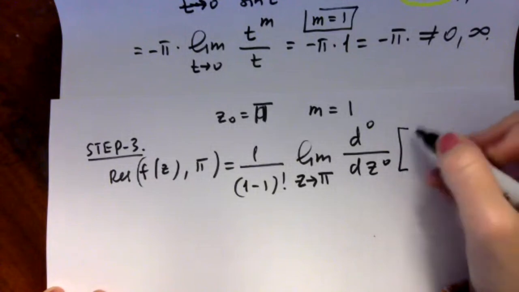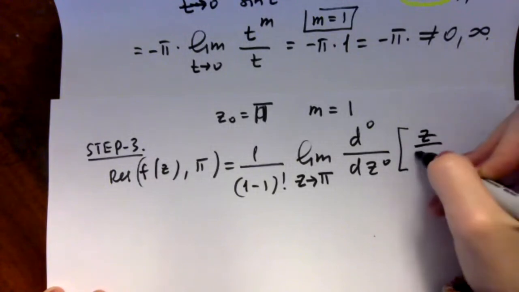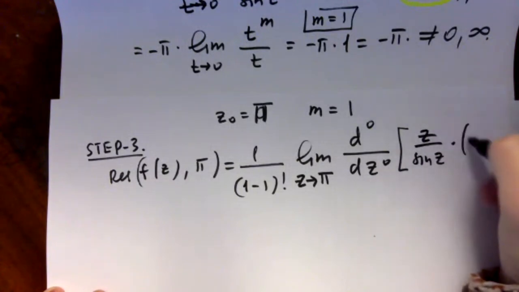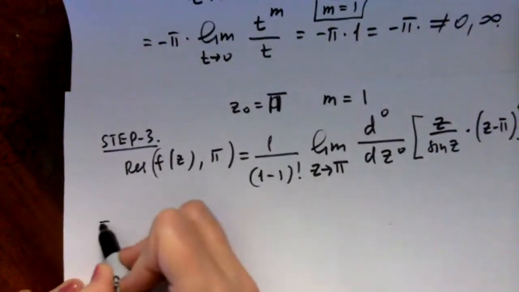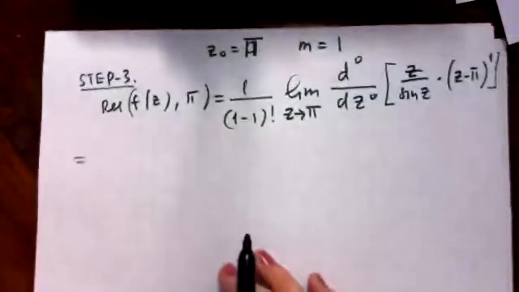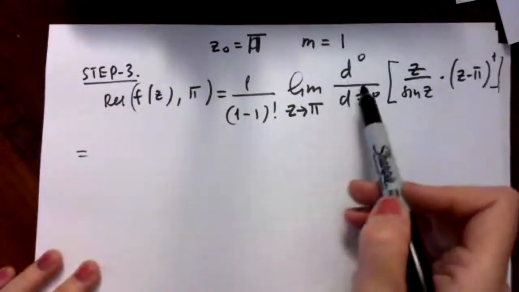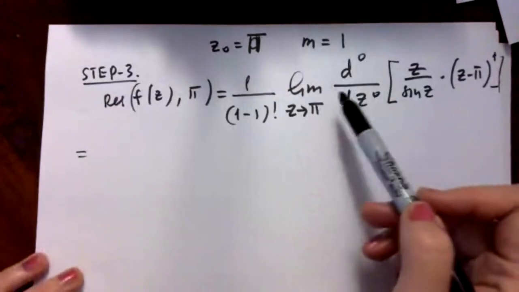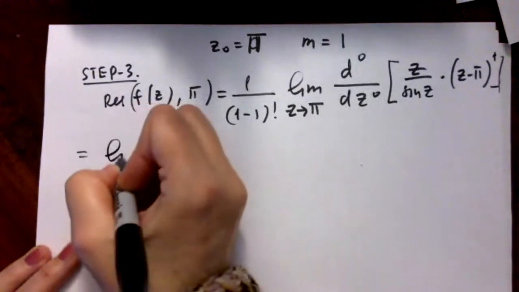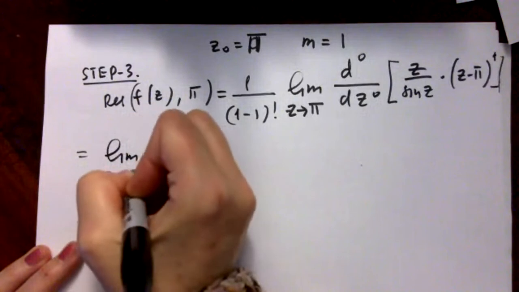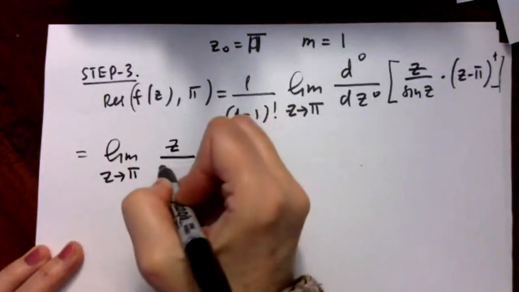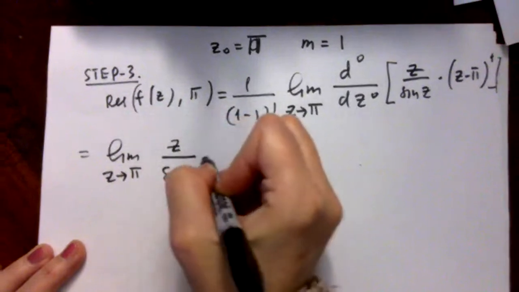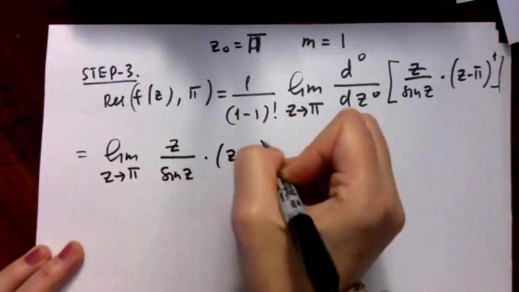Then we need to write our function f of z, which is z divided by sinus z. And finally, we need to multiply it by z minus pi to the power m, which is 1. So that's how it looks. Okay, so we need to rewrite it in a simplified form because it's super simple actually. We don't need this d over dz because there's no derivative at all. So limit when z tends to pi of the function z divided by sinus z, times z minus pi.